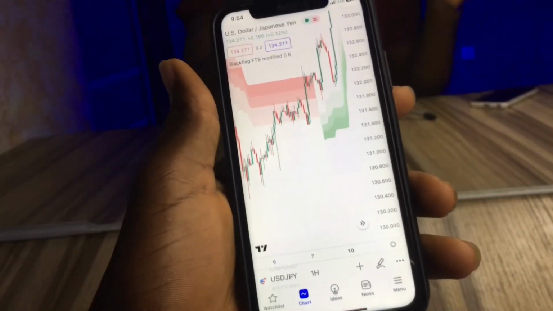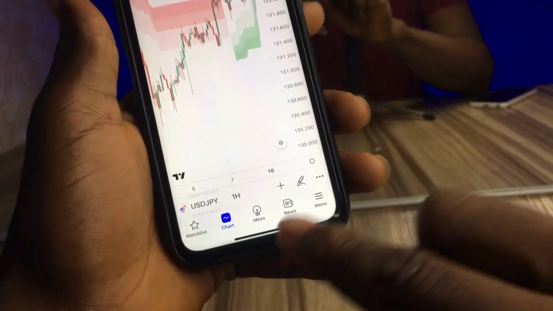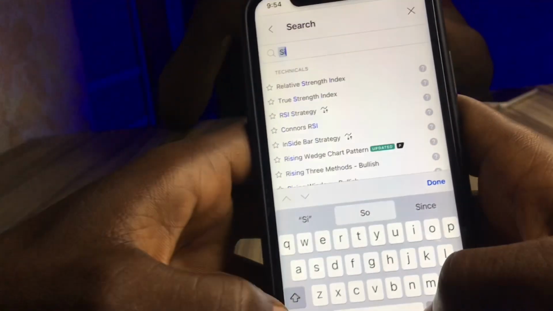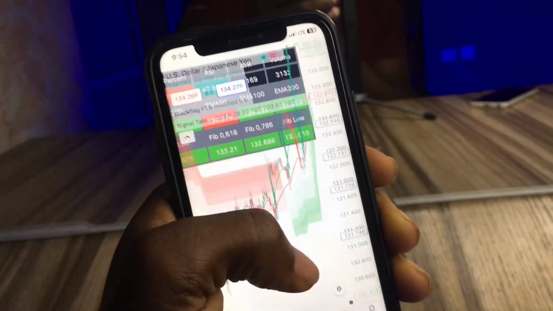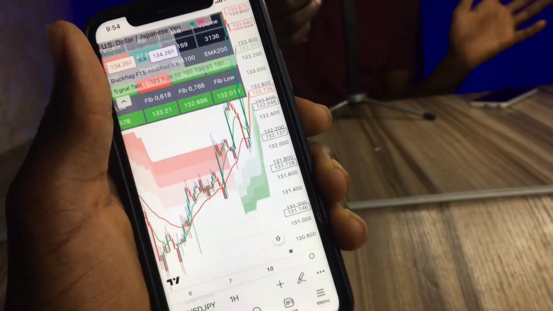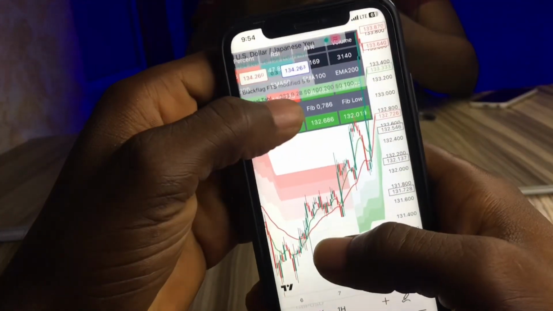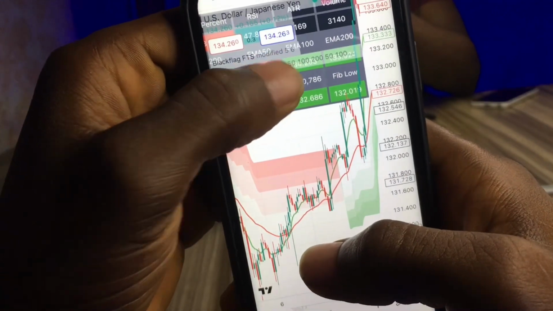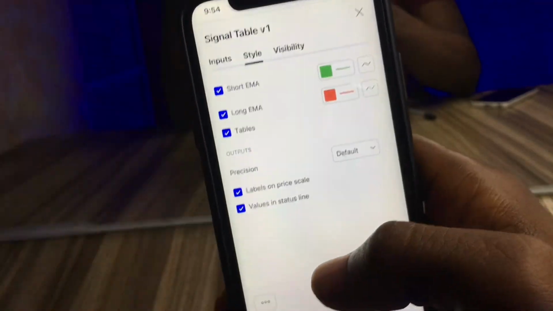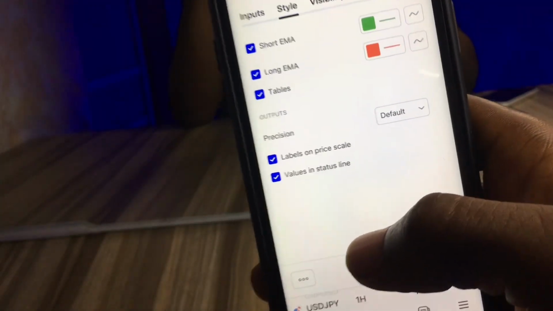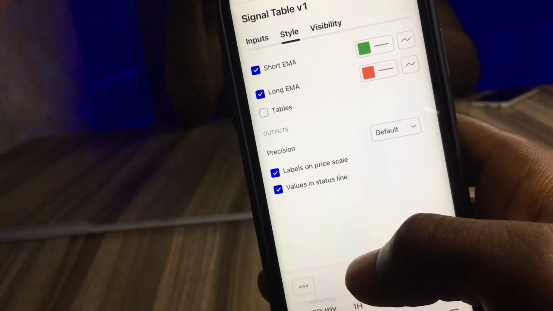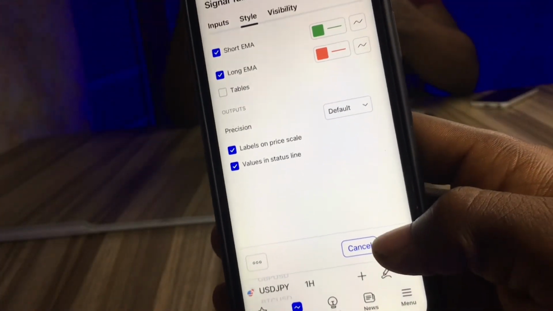Now for this next indicator, what you're going to do right here is come to this plus bar, tap into indicators, and type in "signal table." Yes, we have the signal table right here. It has a lot of noise, but we're going to cut down everything concerning this signal table. Go into the settings, and all you want to do is turn off the tables. Once you've turned off the tables, you're set.